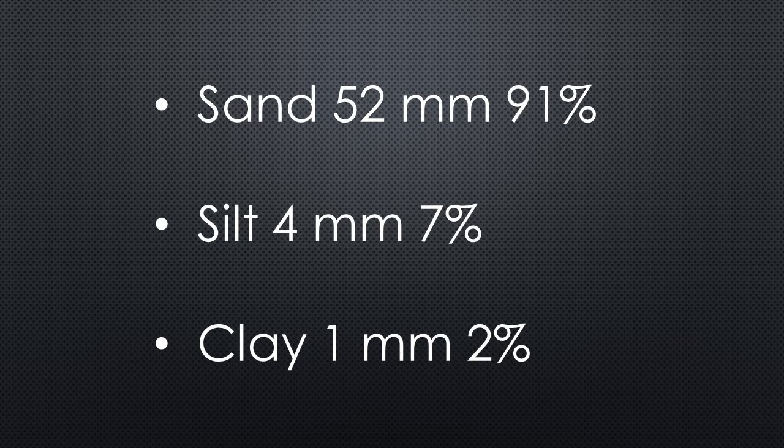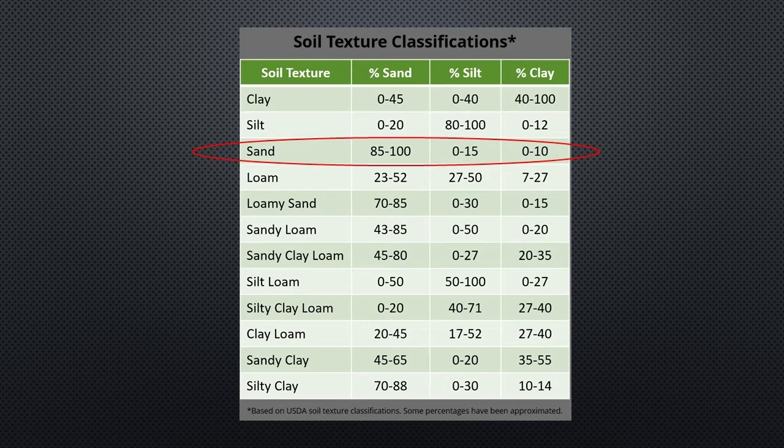After working out the percentages, we can see that our sample is made out of 91% sand, 7% silt and 2% clay. From these results we can then go to our soil texture classifications and use the values to find our soil texture.